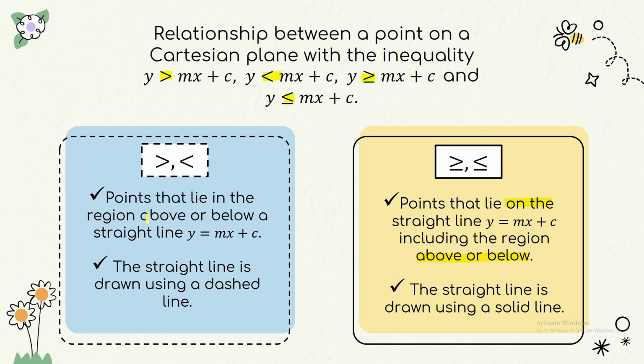What is the difference between these two? If this one is higher or lower than, the point will be located above or below only, and it is drawn using a dashed line. If this sign is higher than or equal or lower than or equal, the point will lie on, above or below the straight line. Okay, three situations: on, above, below. And then the line will be drawn using a solid line. That is the difference between these two. You must remember these 2 points.